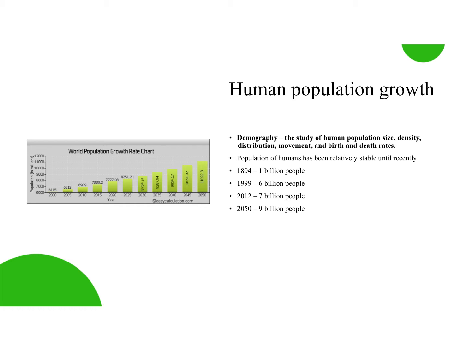And so the population of humans has been relatively stable until recently. It took all the way up until 1804 for there to become 1 billion people on our planet. And then from 1804 to 1999, we went from 1 billion to 6 billion. And then from 1999 through 2012, we added an entire billion people. And now we're thinking that between 2012 and 2050, we'll be at 9 billion people.